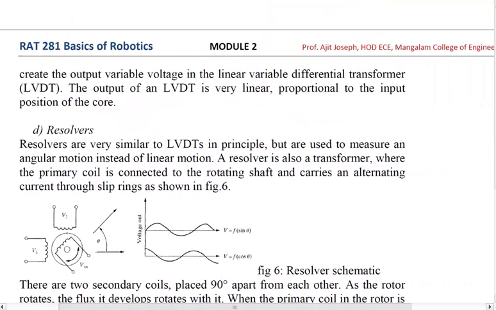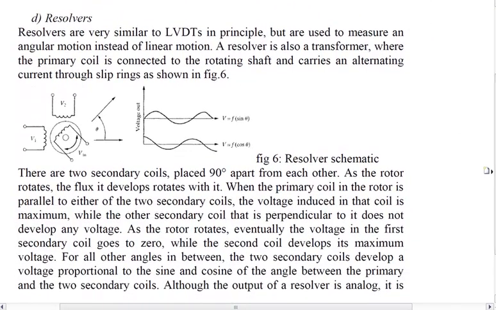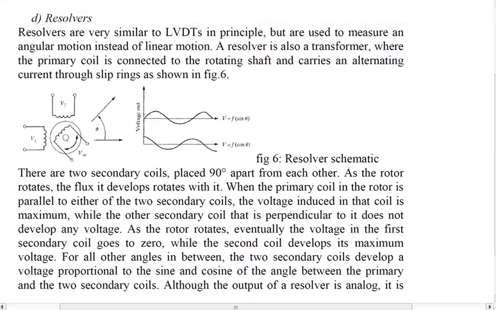Similarly, next we have something called resolvers. Now resolvers are very similar to LVDT. The only difference is that LVDT was for the linear case and resolvers are for the revolute joint. That means when the movement is angular. So here you can see we have two windings. This is going to be the primary winding and these two are going to be the secondary windings. So we have two different windings, V1 and V2.